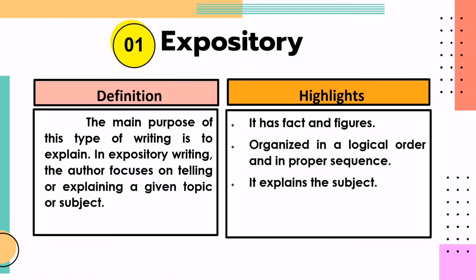Let us now have the different types of text. The first one is expository. The main purpose of this type of writing is to explain. In expository writing, the author focuses on telling or explaining a given topic or subject. So, pag sinabi natin expository text, siya ay nag-explain, nagpapaliwanag ng isang topic. In-explain niya kung bakit nangyayari ang isang bagay or paano nangyayari ang isang bagay.